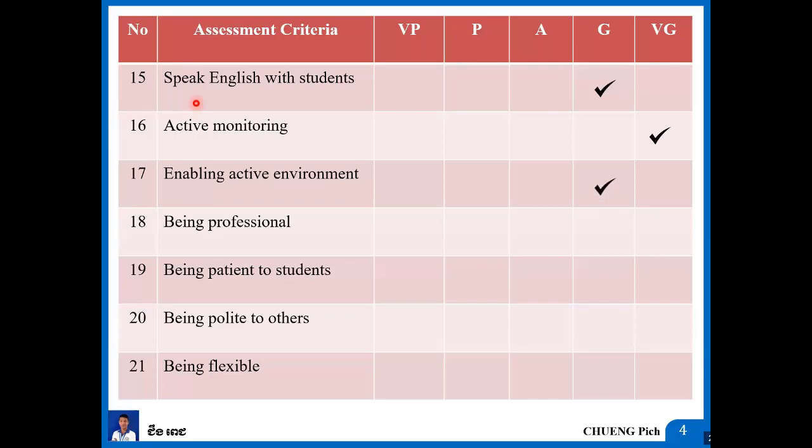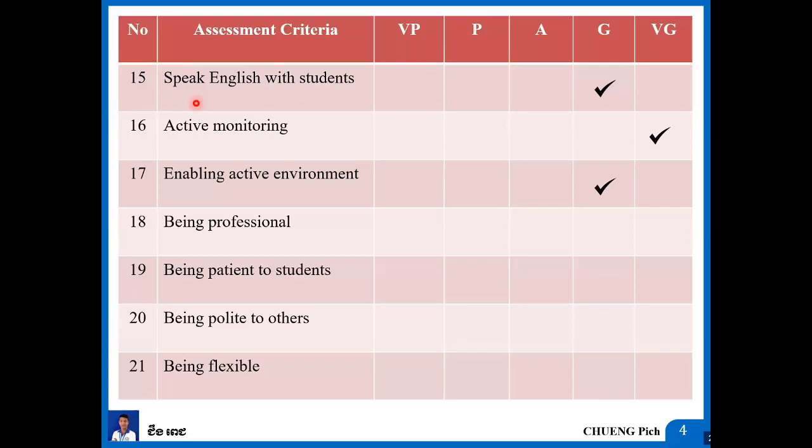Number 17, enabling an active environment. The teacher makes the classroom a learning environment, an active environment, not just copy and sit down, copy and sit down, but also lets students try to share ideas, work in groups, work in pairs, work individually, and do presentations and share their points of view.